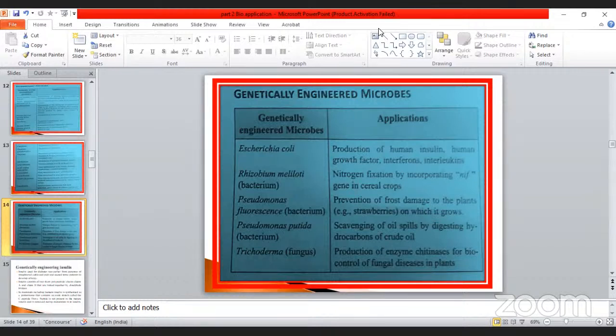Okay, and then the fourth one is very, very important, my student. Without this one, there is no NEET question. Pseudomonas putida, already we discussed in the intro part. Scavenging of oil spills by digestion of hydrocarbons of crude oils. Okay, so normally about that.